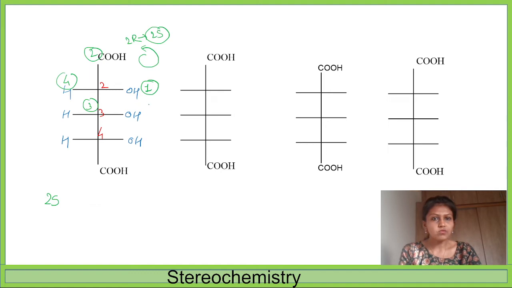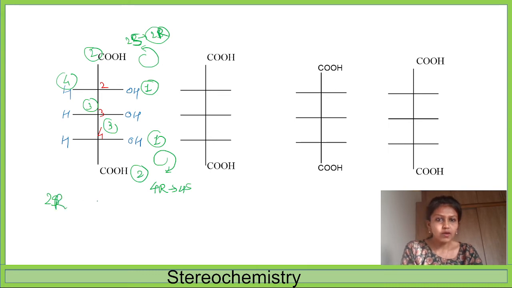Now suppose I think about this carbon number 4. 1, this is 2 and this is 3. So 1, 2, 3, that is clockwise, sorry, here it is anti-clockwise, so S becomes R, it's my mistake. So we can say 2R and 4S are present over here, right?